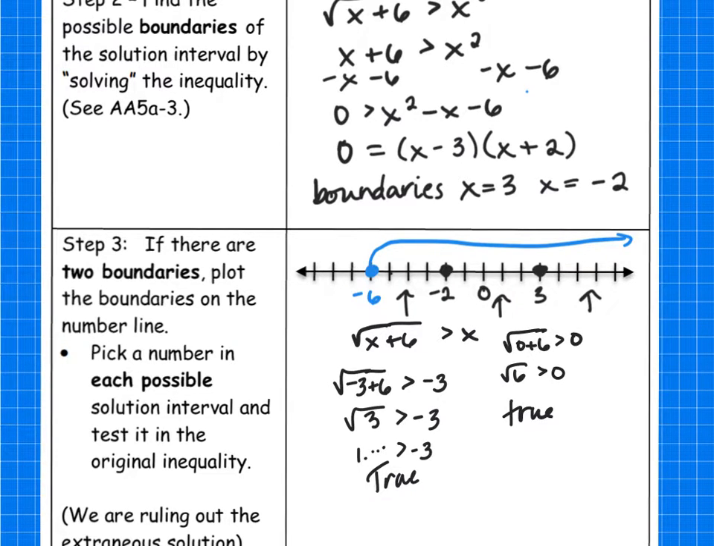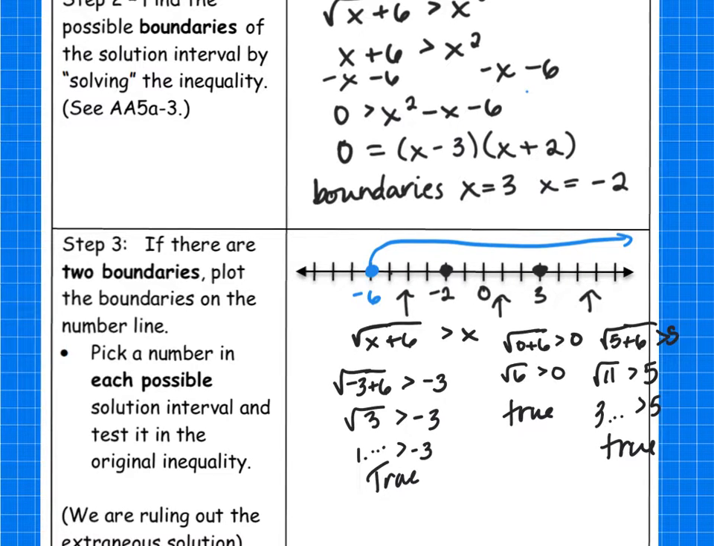Then for the last section, I'm going to use 5. So the square root of 5 plus 6 is greater than 5. Square root of 11. The square root of 11 is going to be somewhere between 2 and 3. No, just kidding, 3 and 4. So 3 point something is greater than 5, which is not true.